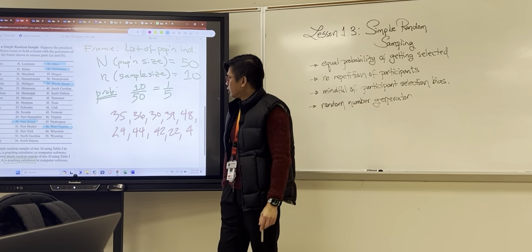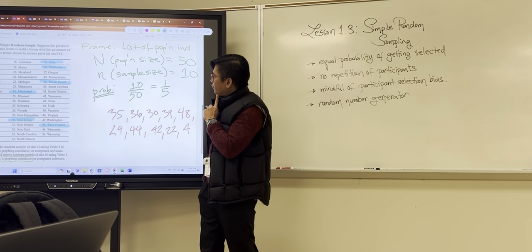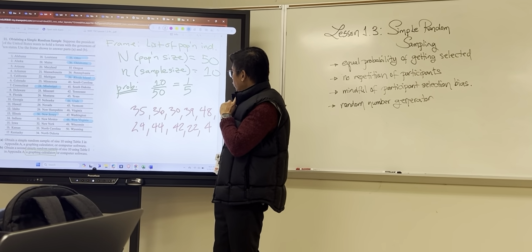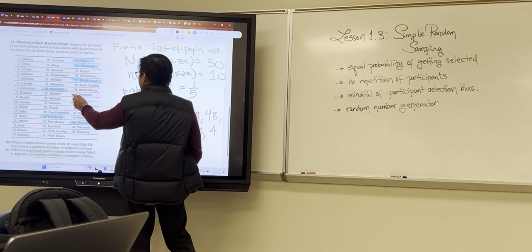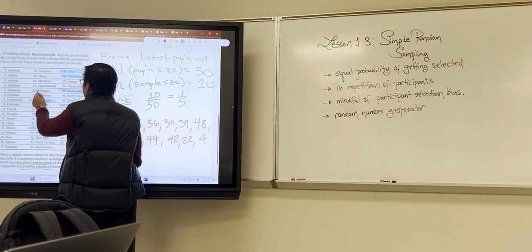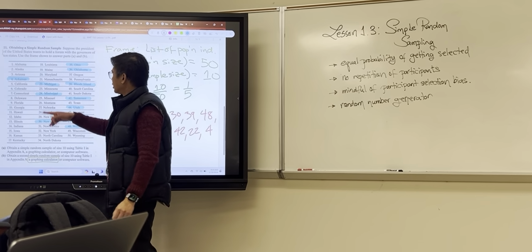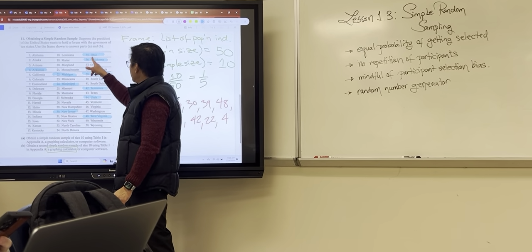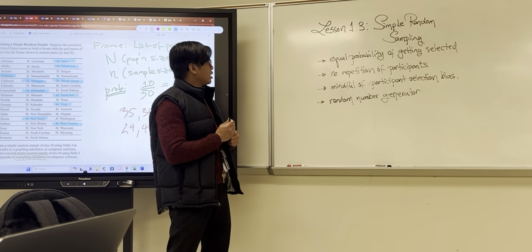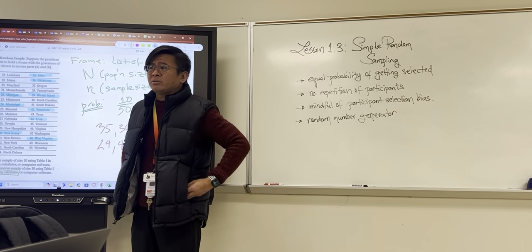24, where's 24? Mississippi. 44, where's 44? Utah. 42, Tennessee. 22, Michigan, right? And 4, Arkansas. Good. So let's count 1, 2, 3, 4, 5, 6, 7, 8, 9, 10. Right? So, do you think we are mindful of some bias or possible bias for participant selection?